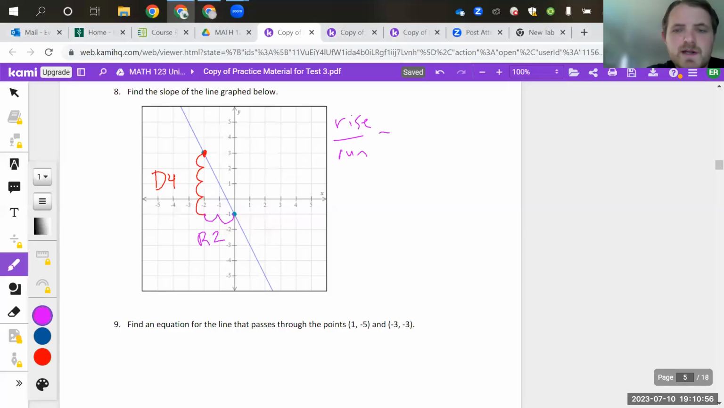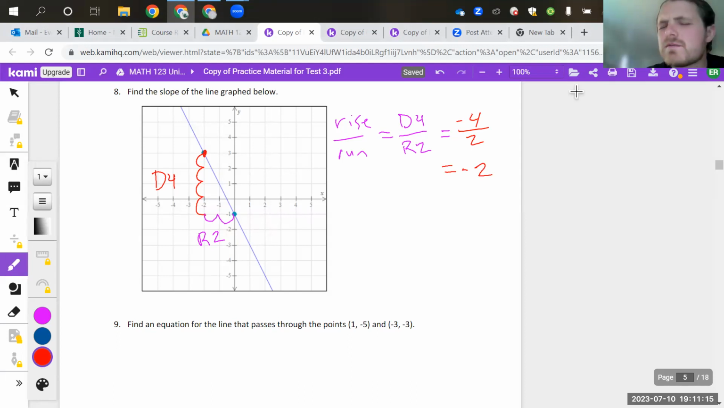If I'm doing rise over run, I went down 4 and I went right 2. So remember, down means negative. So I went -4. Right means positive. So I went over 2. -4 divided by -2. Final answer should be a -2.